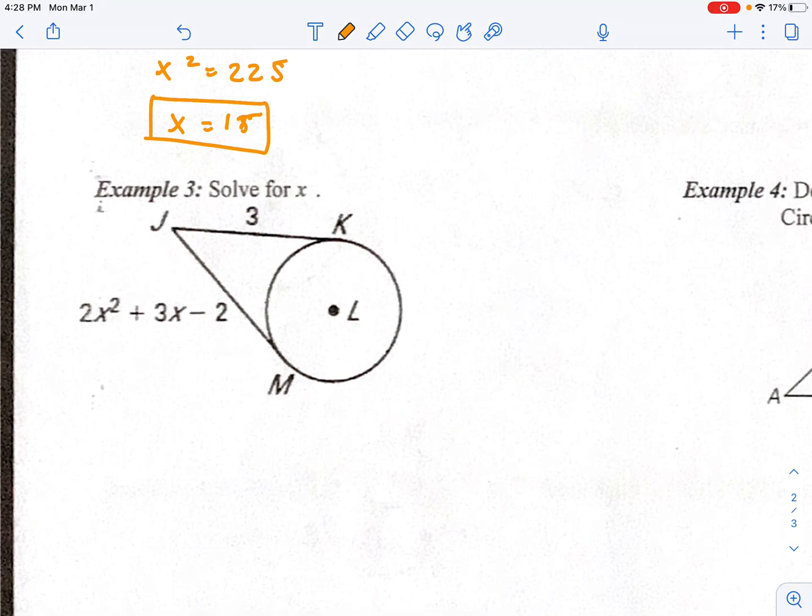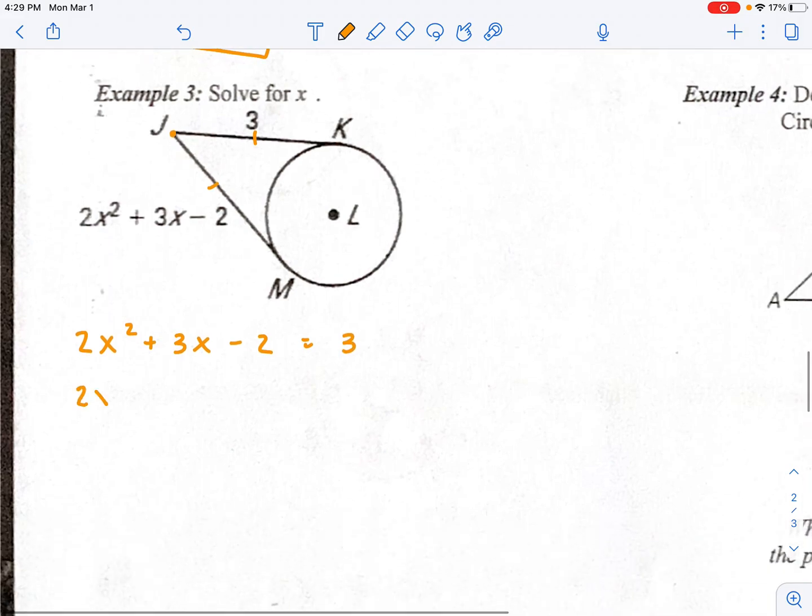This one, we've got two tangents, JM and JK. Since they share the same point J, we know that they are going to be equal. So I can say 2x squared plus 3x minus 2 equals 3. Subtract that 3 over in order to factor.